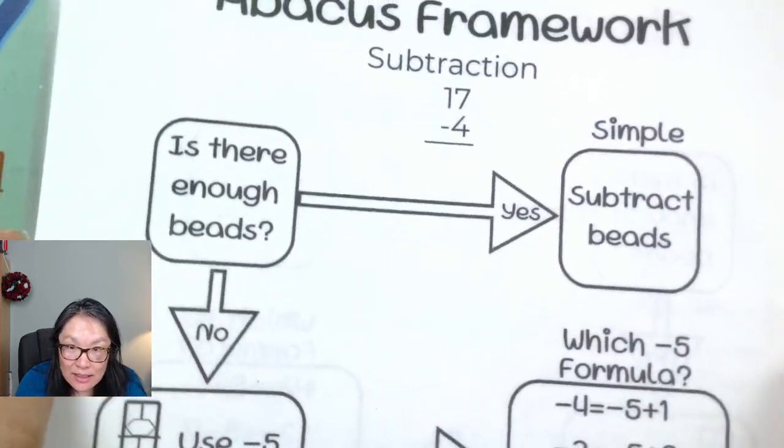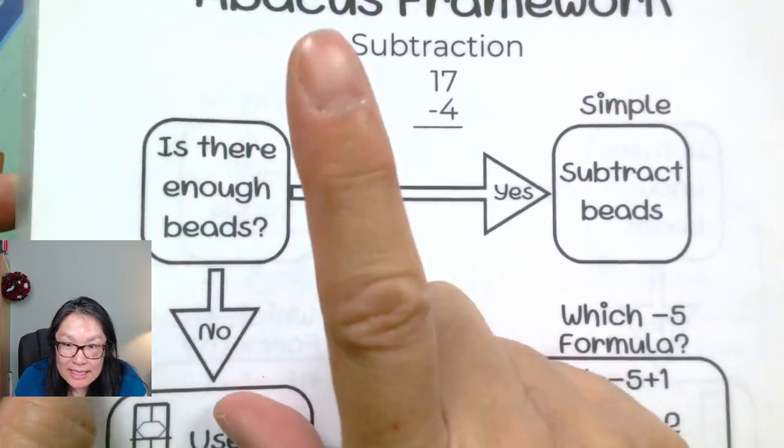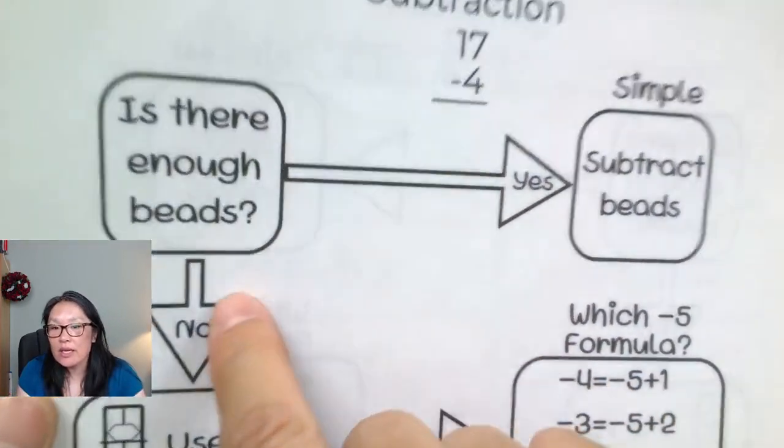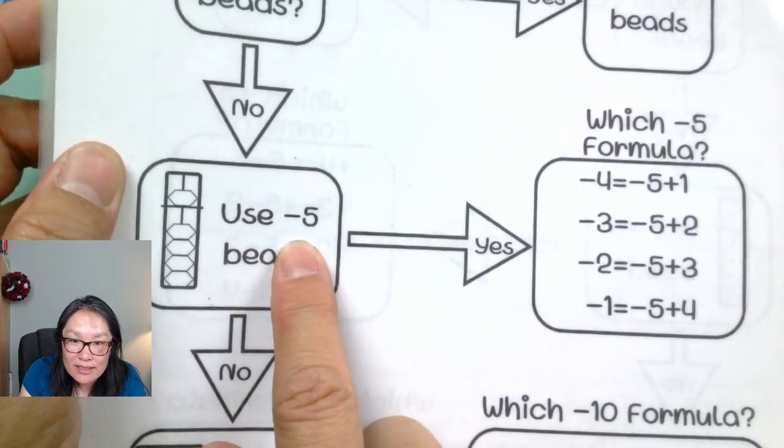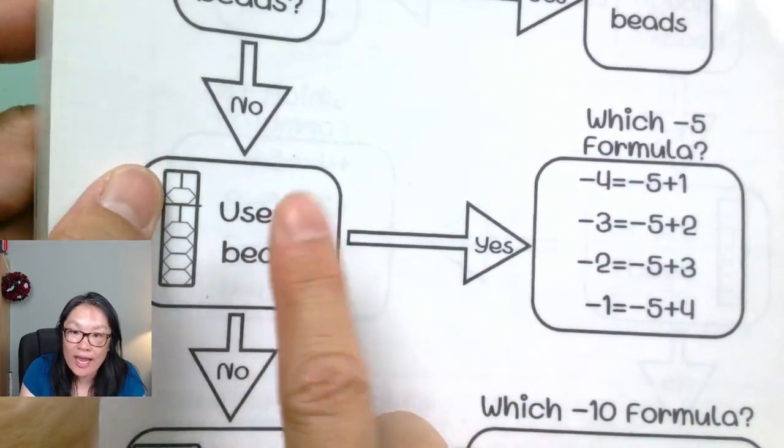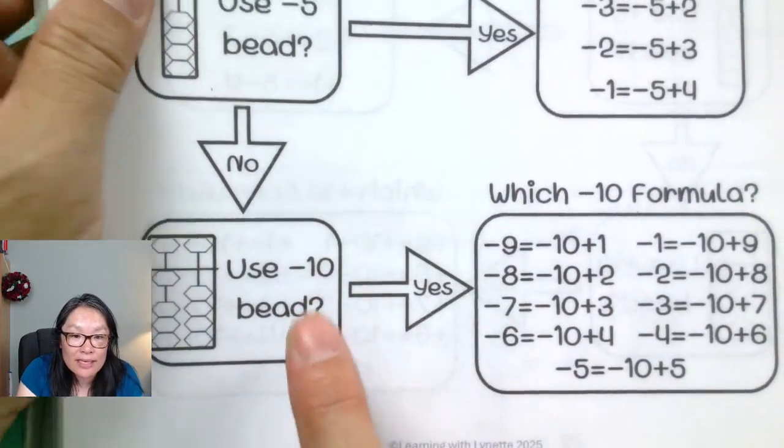And so it works exactly the same way for the minus. Can you take away? Yes. Then do it. If you cannot, can you minus the 5? No, you can't. Then you go to the next one. Can I minus the 10?